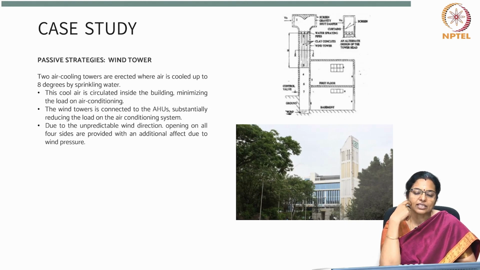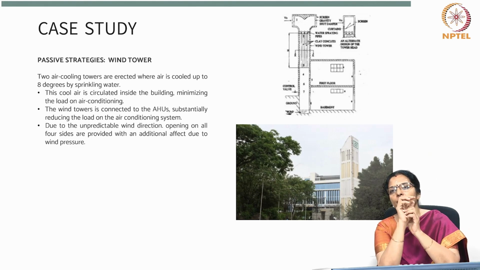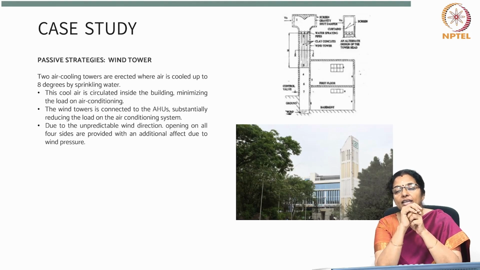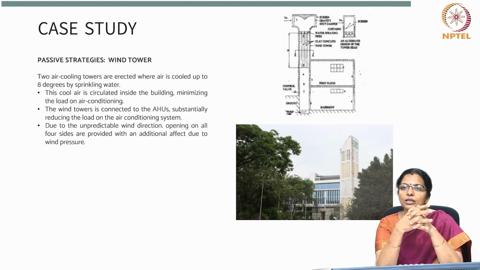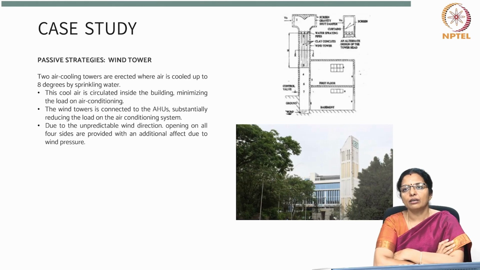The other passive strategy is the wind tower. This building has two air cooling towers, in which air is cooled by up to 8 degrees centigrade by sprinkling water. The cool air is circulated inside the building, minimizing the load on the air conditioner. The wind tower is connected to the AHU, substantially reducing the load on the air conditioning system. Due to the unpredictable wind direction, openings on all four sides are provided, with an additional effect due to wind pressure.